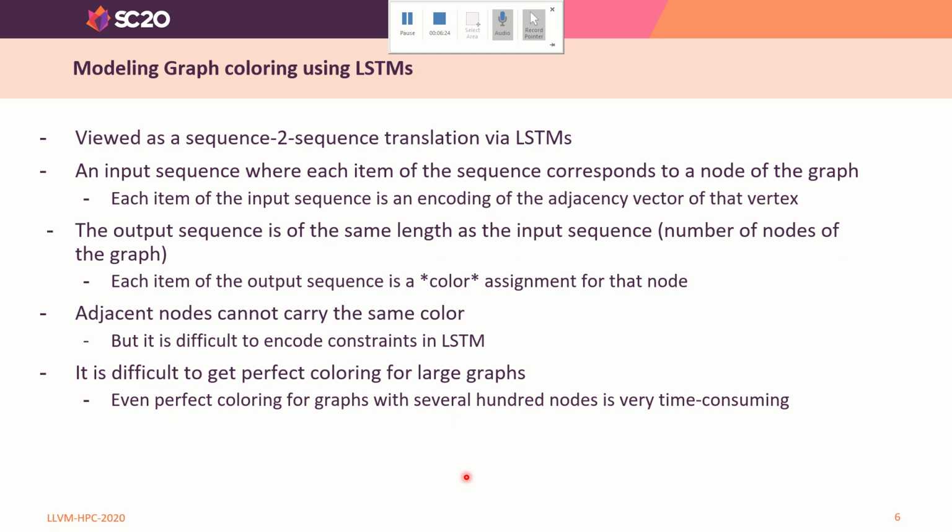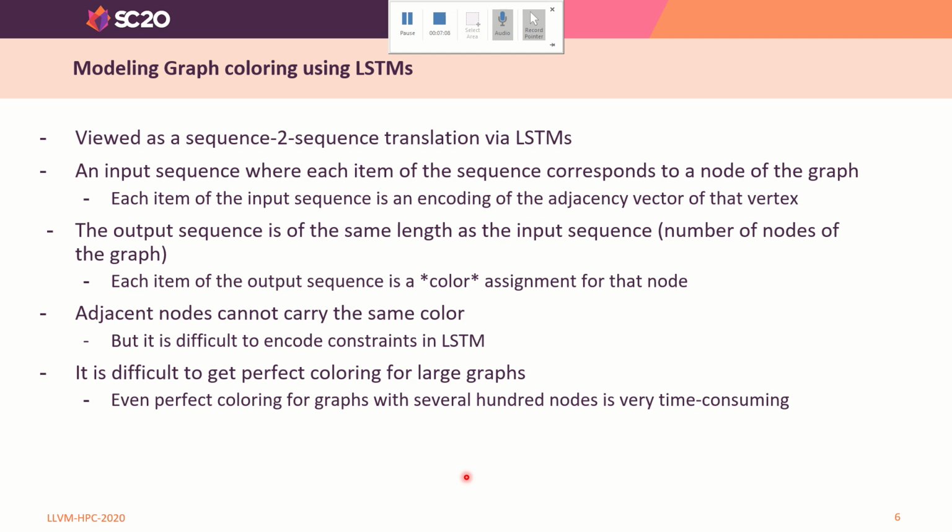So, modeling graph coloring using LSTM. While there are other techniques which I'll not go into in this particular talk, like a reinforcement learning based method or graph neural network based method, in our opinion, we thought modeling this as a sequence to sequence translation via LSTMs looks very natural. Because what we can do is we visualize the interference graph as a sequence of nodes with certain characteristics, and then we feed it to our deep learning model or network. And the output is again a sequence of colors for each of these nodes.